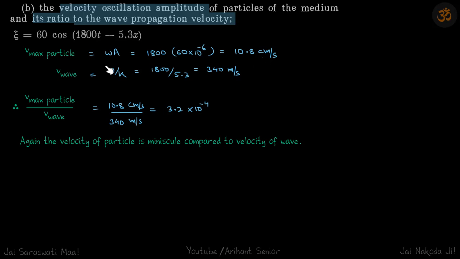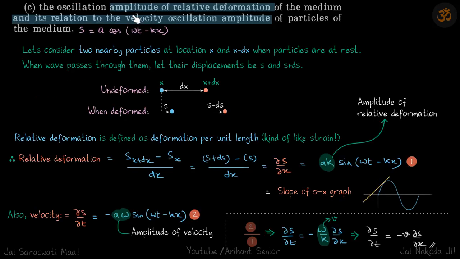You might be thinking it's quite high, but then we see the velocity of the wave, that is omega by k. In this case 1800 by 5.3, that comes to be 340 meter per second, quite close to the speed of sound. Now if you take the ratio of the maximum velocity of the particle divided by the velocity of the wave, you can see that it also comes quite small. Again, the velocity of the particle is minuscule compared to the velocity of the wave. Now let's attempt the third part.